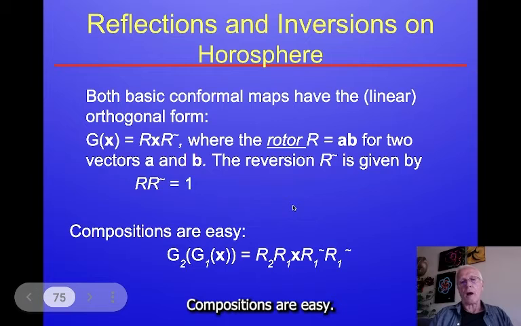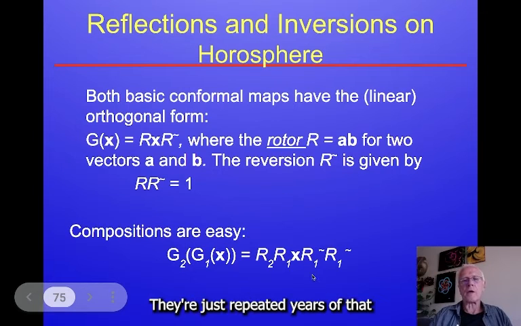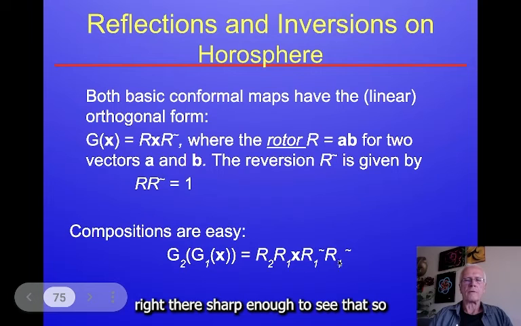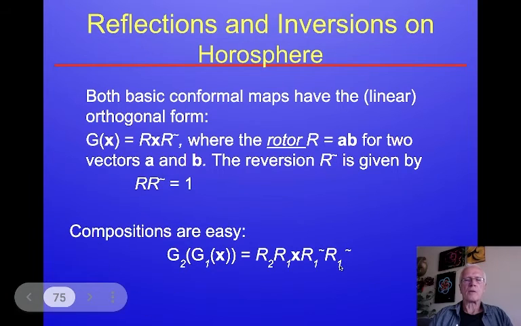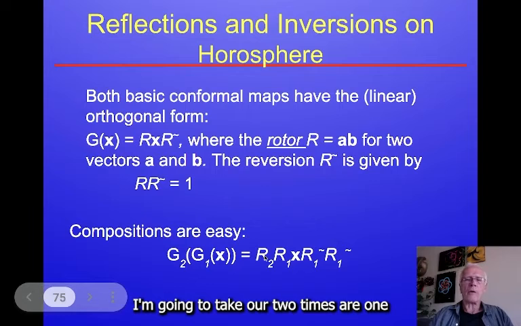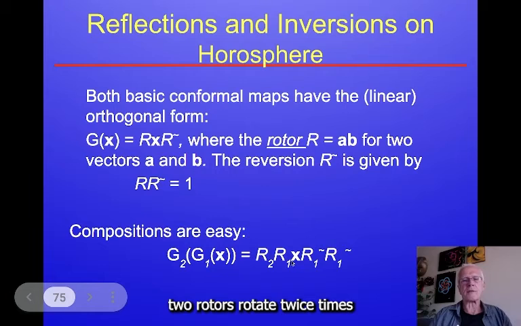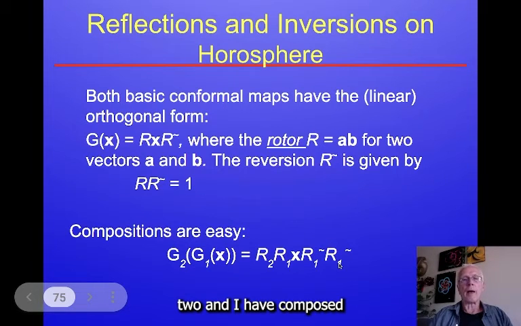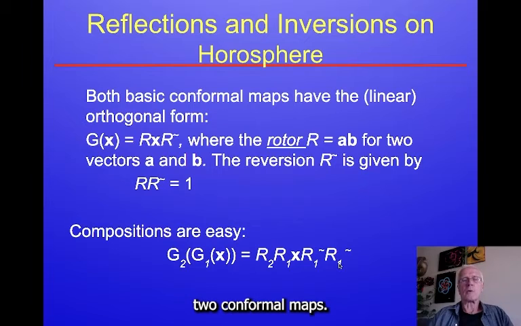Okay, compositions are easy. They're just repeated use of that sandwich operator. And this should be a 2, right? You're sharp enough to see that. So I'm going to take R2 times R1, two rotors, rotate twice, times my vector X, and then R reversion 1, R reversion 2. And I have composed two conformal maps.